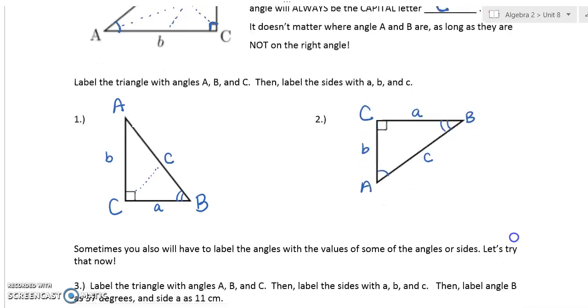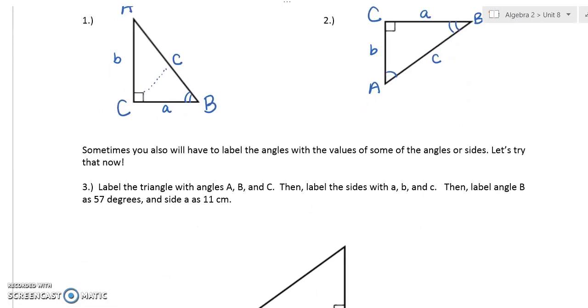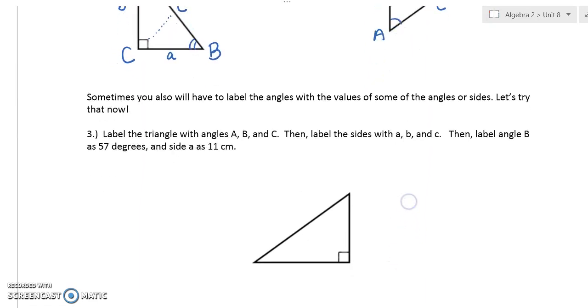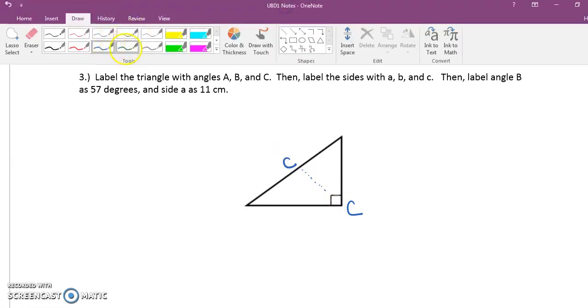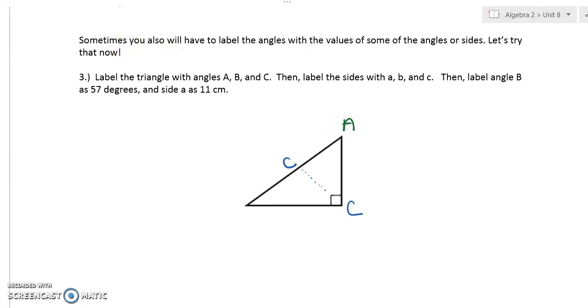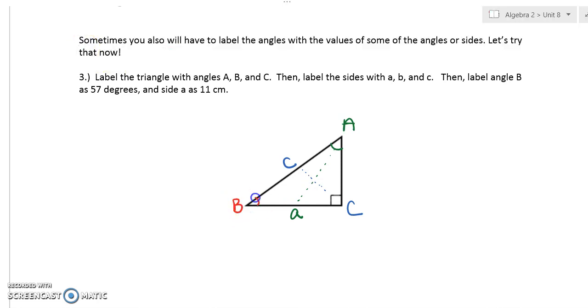All right. Now sometimes you'll also have to label the angles with the values of some of the angles or sides. So let's try that now. It says label the triangle with angles A, B, and C. So once again, we're going to make our right angle, our angle C, and across from that will be side C. And then we'll label our angle A. You can label that one A or B. I chose A. And across from that will be side A. And then the last angle that we haven't done will be angle B. And across from that will be side B.